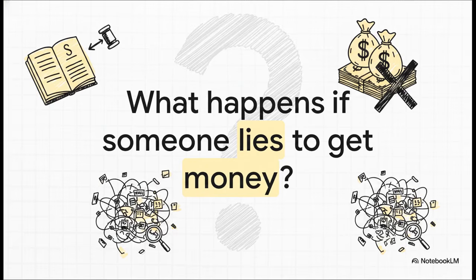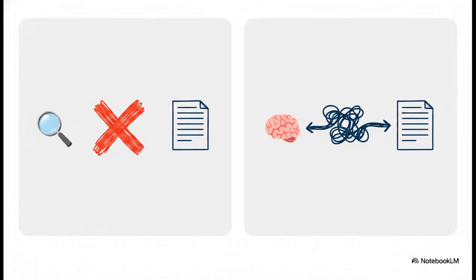But this simple, everyday question immediately exposes just how brittle standard search architectures really are. Relying on just one search method basically leaves you stranded. A traditional keyword search, like BM25, misses the legal document entirely because the words lies, get, and money simply aren't in the formal statute. Zero shared vocabulary.